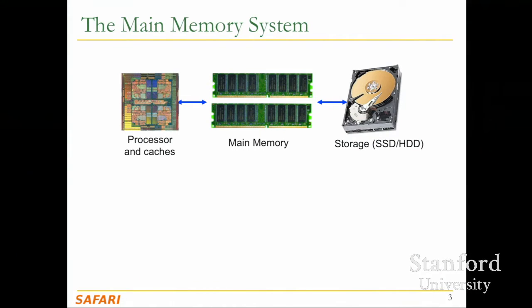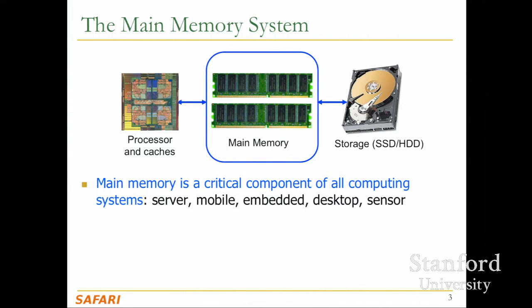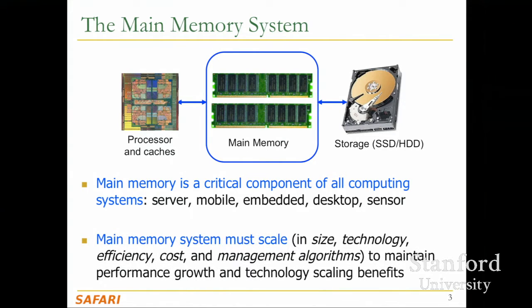And what are we talking about? Basically, main memory sits in between processor and caches and the storage. And it's a critical component in all computing systems we design. Basically, we need to have some kind of working storage, as Andy mentioned earlier. And this system must scale in many, many dimensions: size, technology, efficiency, cost, and the algorithms we use to manage it if you want to maintain the performance growth and the technology scaling benefits.